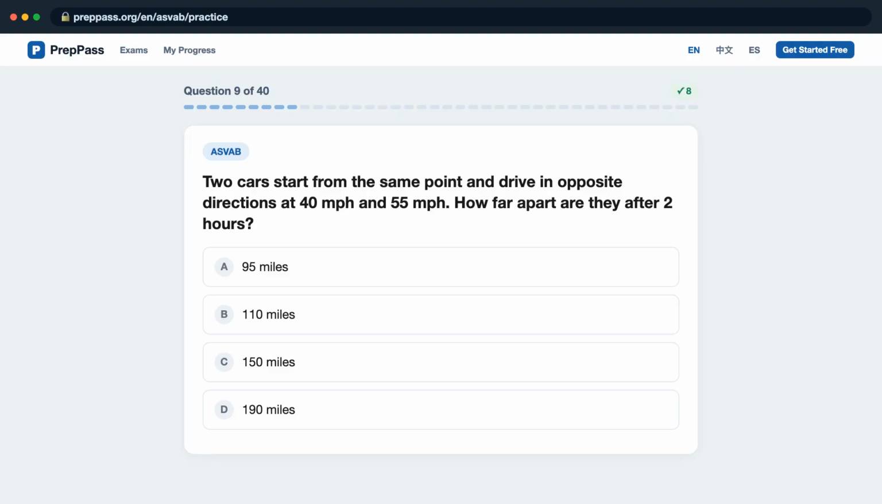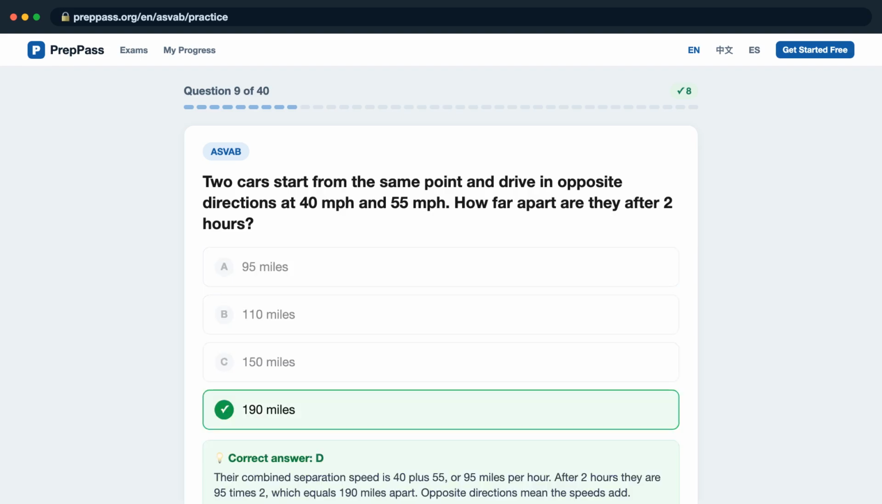Question 9. Two cars start from the same point and drive in opposite directions at 40 miles per hour and 55 miles per hour. How far apart are they after 2 hours? Is it A, 95 miles? B, 110 miles? C, 150 miles? D, 190 miles? The correct answer is D.